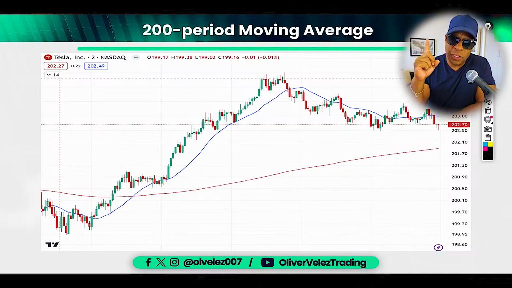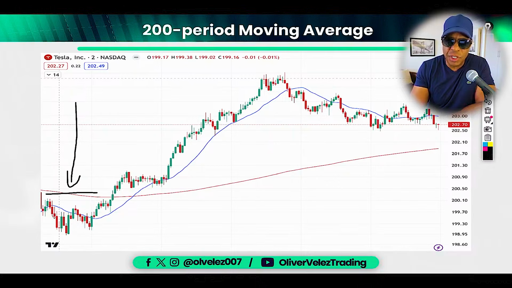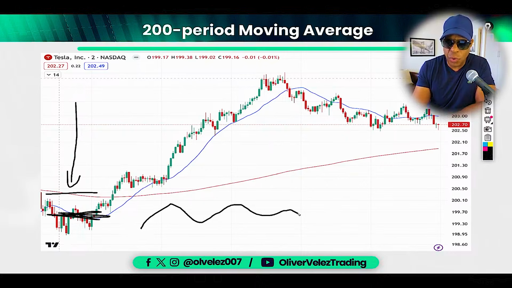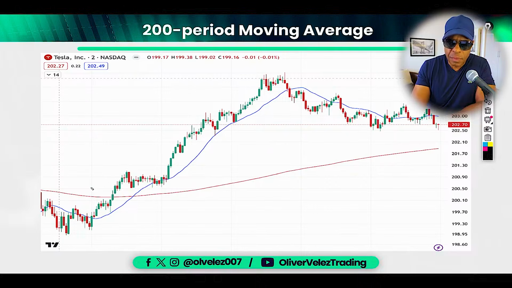Now, there's several things I want to point out about this picture that you're seeing here. I want you to look to the left of the chart, and I want you to realize that the moving averages to the left are relatively flat or wavy. So wavy, the 20-period moving average is wavy like that, and the 200-period moving average is more flat. All right? That's your state on the left.